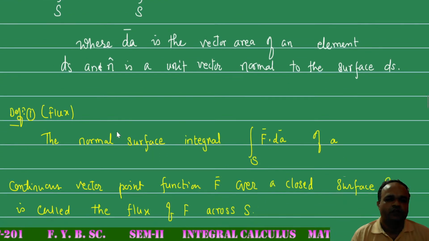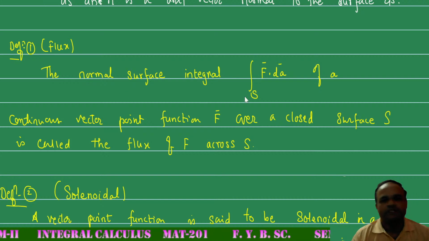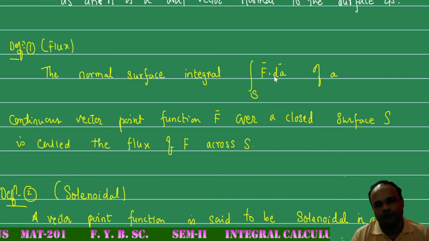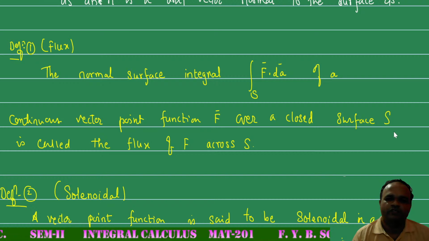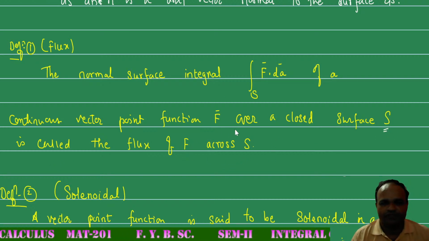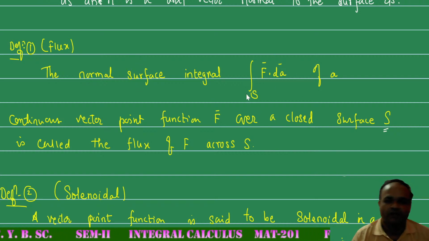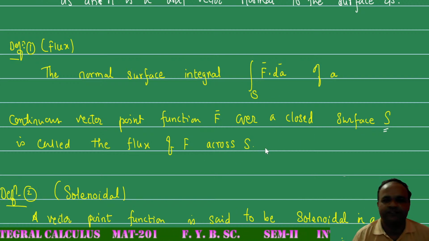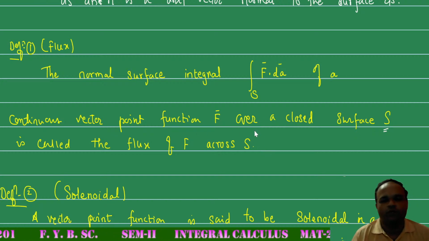Next is the definition of flux. The normal surface integral, that is, the surface integral over surface S of f bar dot d A bar of a continuous vector point function f bar over closed surface S, is called the flux of f across S. Like circulation, which we have seen for a line integral, here the surface integral is called flux over closed surface S, and here f bar should be a continuous vector point function.